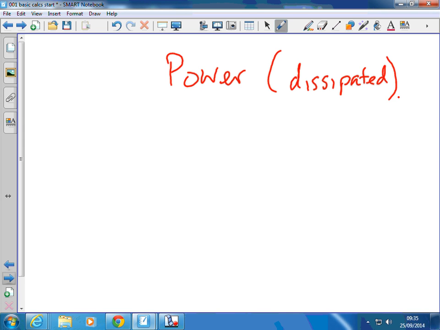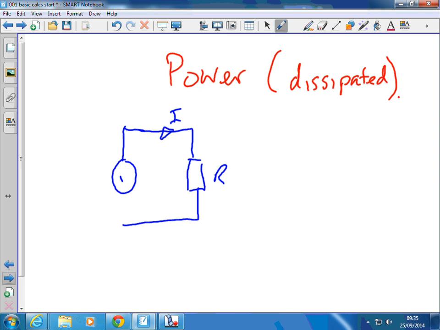Power. Power is about what's dissipated in a load when a current flows through it, and we apply some kind of voltage to that load, a source E. Yeah, so that could be a battery, generator, could be any kind of source. There are 3 different ways of calculating power.